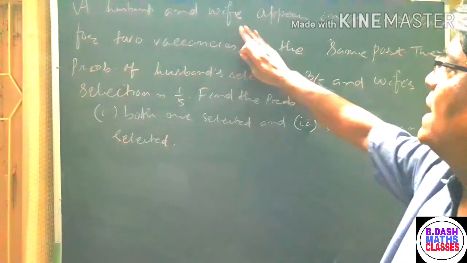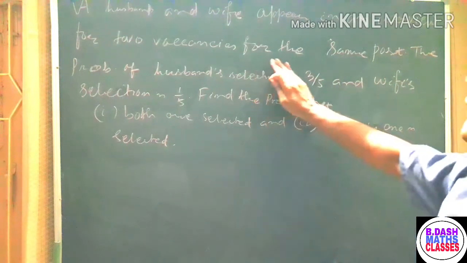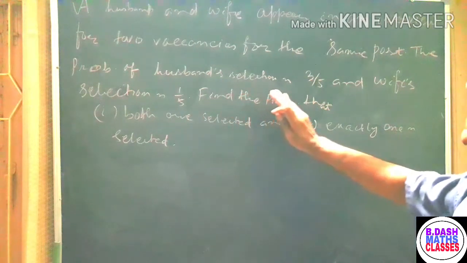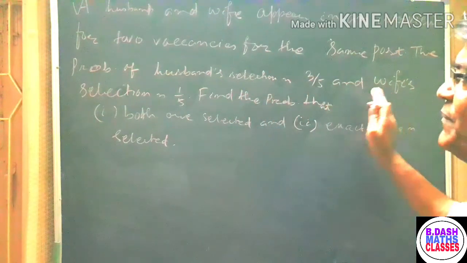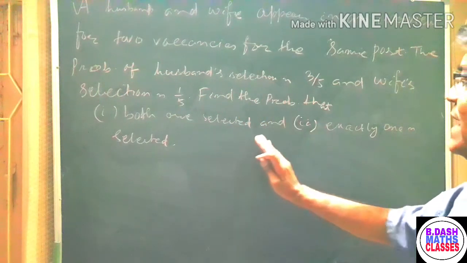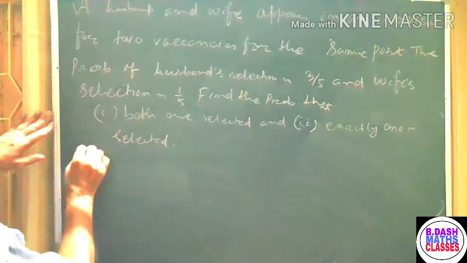A husband and wife appear in an interview for 2 vacancies for the same post. The probability of husband's selection is 3 by 5 and wife's selection is 1 by 5. Find the probability that both are selected and that exactly one is selected. Solution.